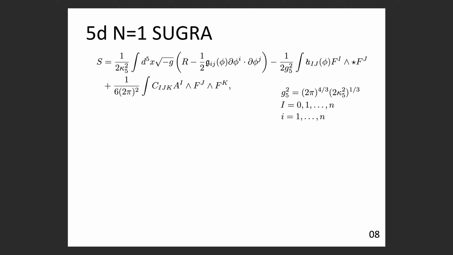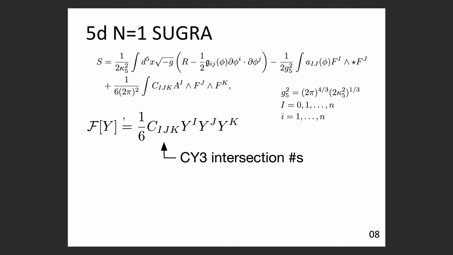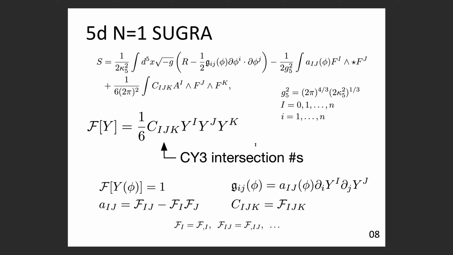So this is what the action looks like. Everything in this action is controlled by this prepotential. This is a cubic polynomial in some formal variables y^I. The number of these I's, I didn't write this here, but the number of values of I is the same as h^{1,1} for the manifold. And in fact, these coefficients here are just the intersection numbers for the Calabi-Yau threefold. So there's very simple geometry here.